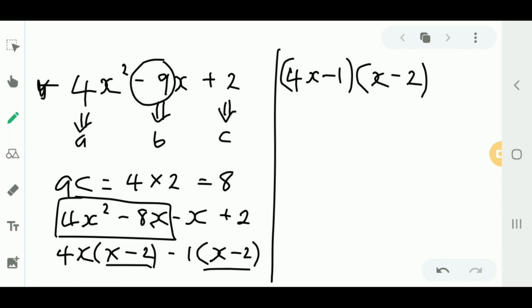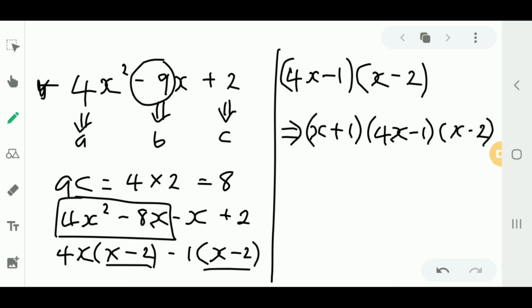But remember that x plus 1 was a factor. So the final answer would be x plus 1 times 4x minus 1 times x minus 2. And those would be your factors for the question here.